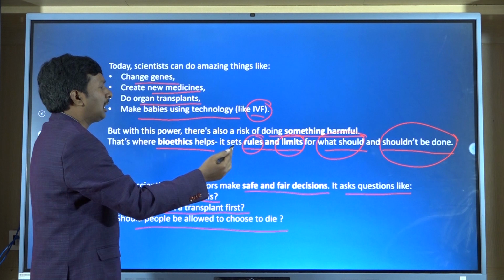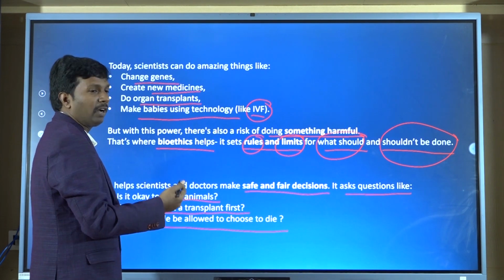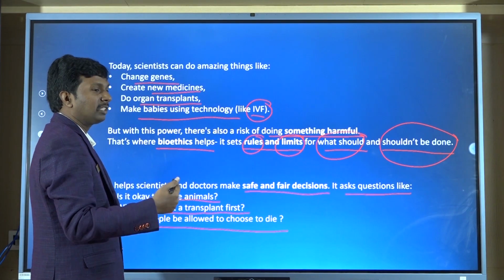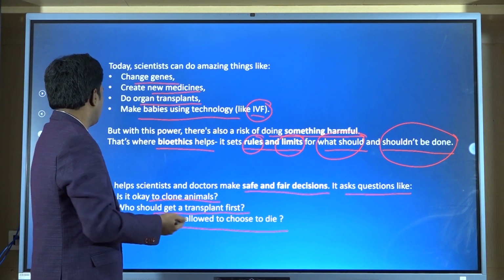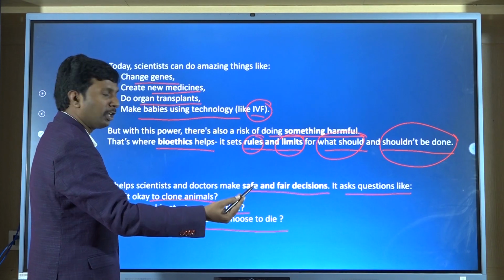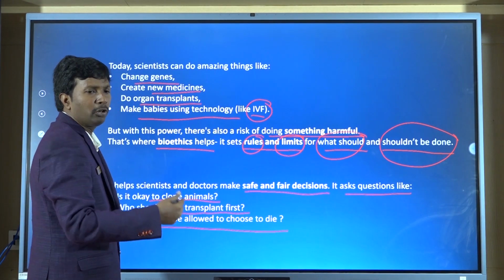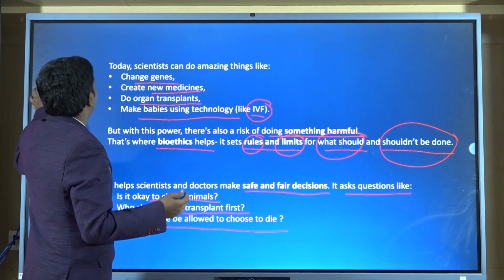In the coming slides I have given more bioethical questions. Whenever such a question comes, we have to think for ourselves. We have to take good decisions when we are doing any task. Like, is it okay to clone animals? Who should get a transplantation first? And should people be allowed to choose to die? These are the different bioethical questions, so think about all of them.